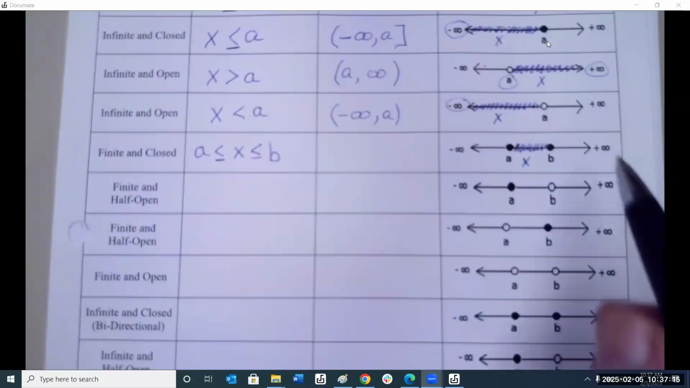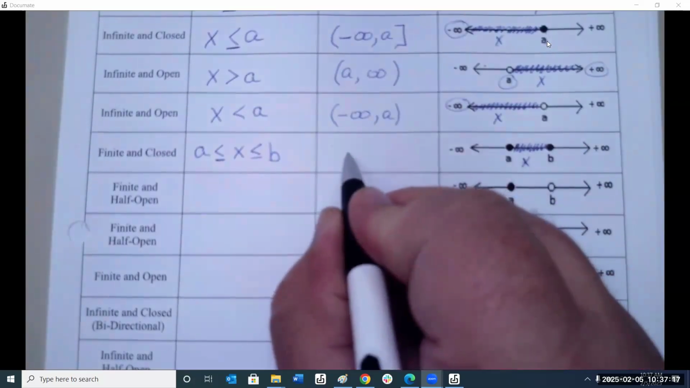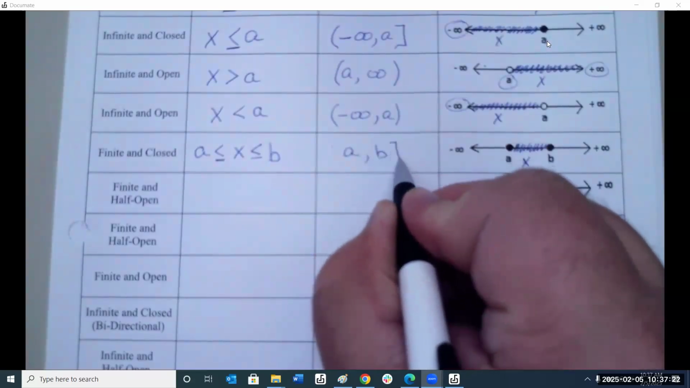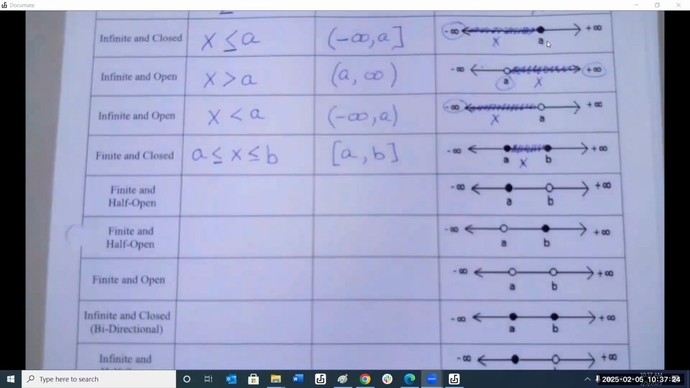My interval notation, the smallest I can get to is A, the biggest I can get to is B, and they're both solid, so they're both brackets. X has to be between there.